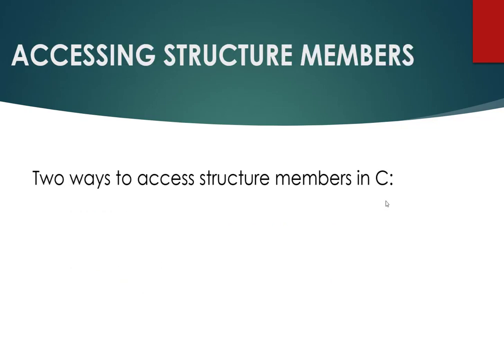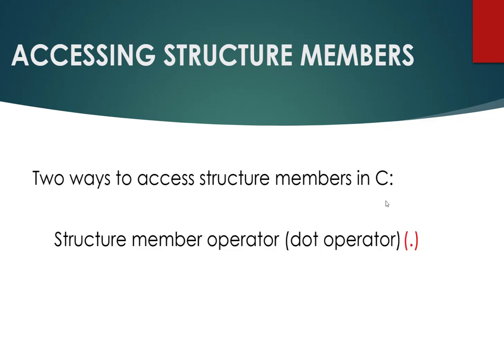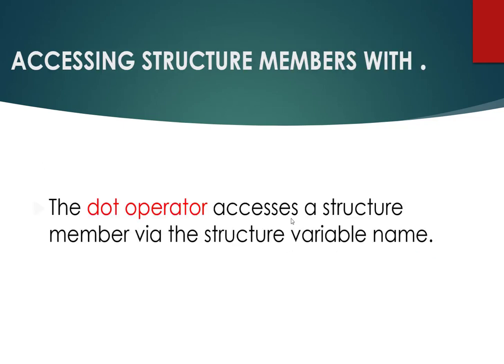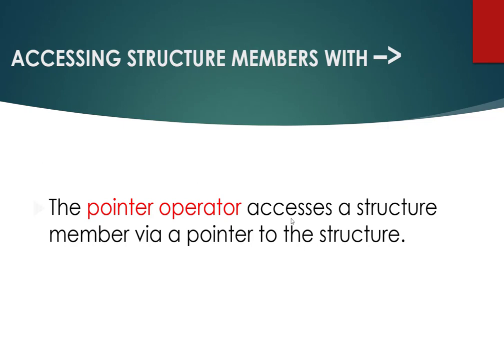There are two ways in C to access structure members. The first way is by the structure member operator, also known as the dot operator. The second way to access members in your structure is by using the structure pointer operator, also known as the arrow operator. The dot operator accesses a structure member via the structure variable name. The pointer operator, on the other hand, accesses a structure member via a pointer to the structure.